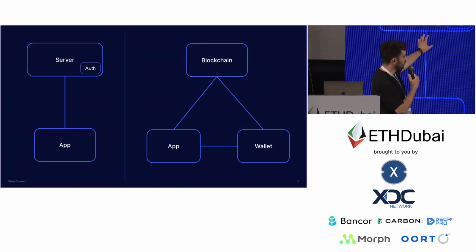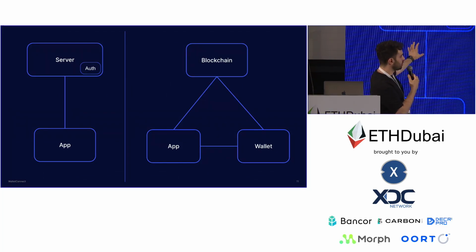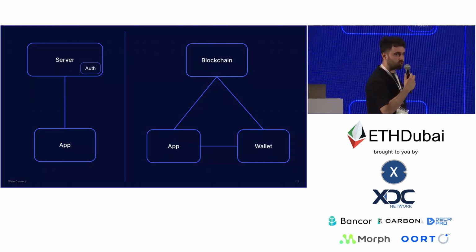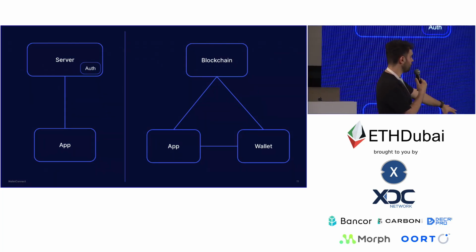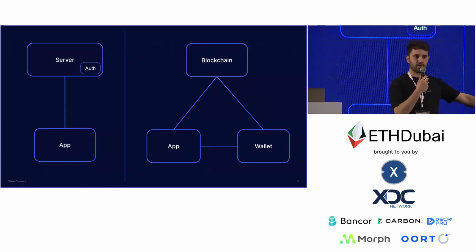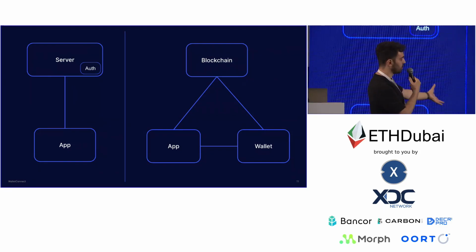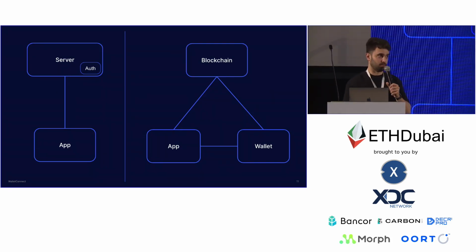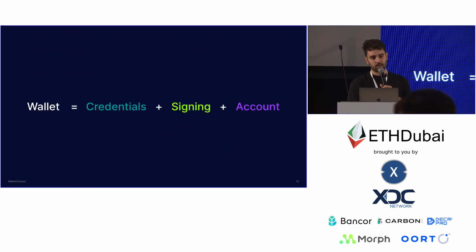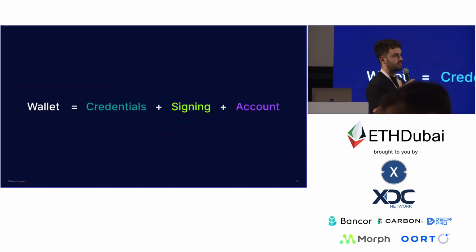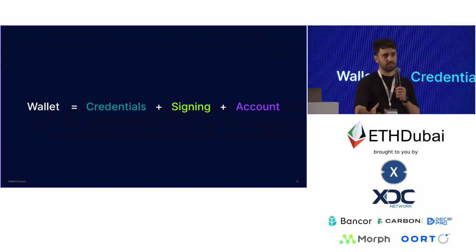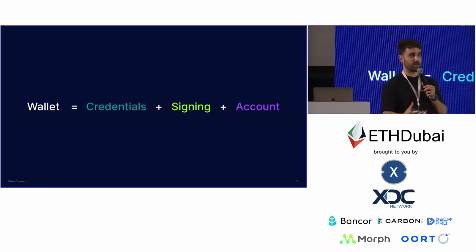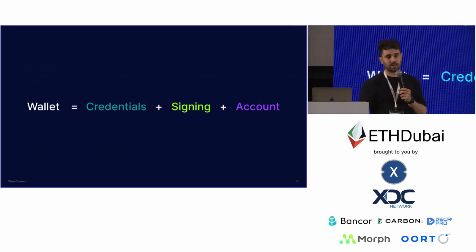Because at the end of the day, what happened with Web3 is that we moved the authentication part into its own app, and we called it a wallet. And now what used to be a server is a blockchain, and you still have an app interface and a wallet interface, and both of them talk to this blockchain, and we have this really beautiful triangle. But did we actually make things more complicated unnecessarily? A wallet is another application, but it consists of three main things. It has a set of credentials, it has some signing capabilities, and it tracks an account.